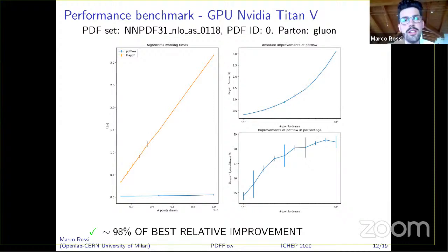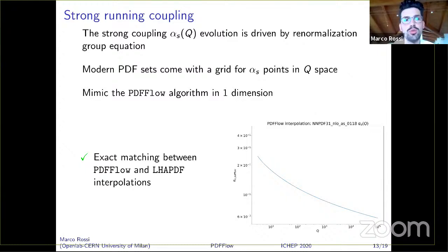We implemented also another feature for the PDFFlow tool, which is the strong running coupling. In fact, alpha S is presented in PDF sets as a grid of points in the Q space. This could be seen as the one-dimensional problem of the task previously seen for the PDFs. And we claim an exact matching between PDFFlow and the LHAPDF analogous interpolator. Here in the plot, you can see how the strong running coupling changes with the Q argument.